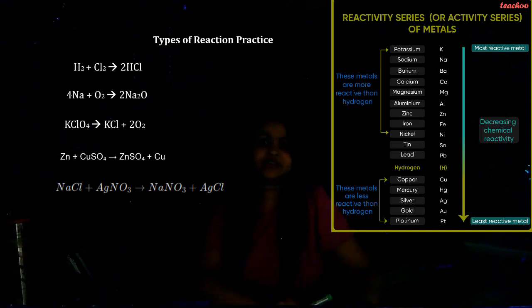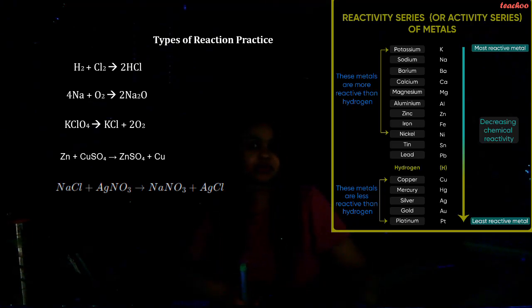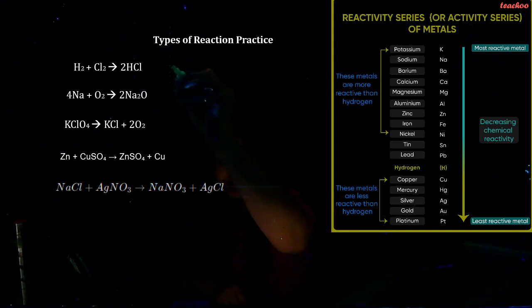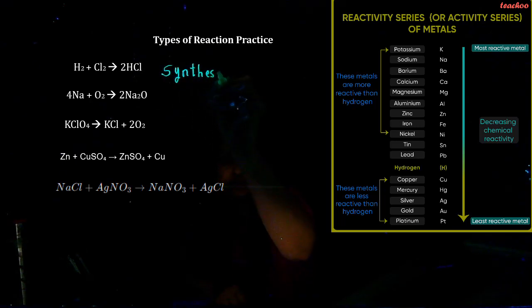will identify the type of chemical reaction. So here are the examples. Let's get started. Here two elements combine together to form one compound. So the first one is an example of hydrogen combines with chlorine to form hydrochloric acid. That's an example for synthesis reaction, or we can call it a combination reaction.